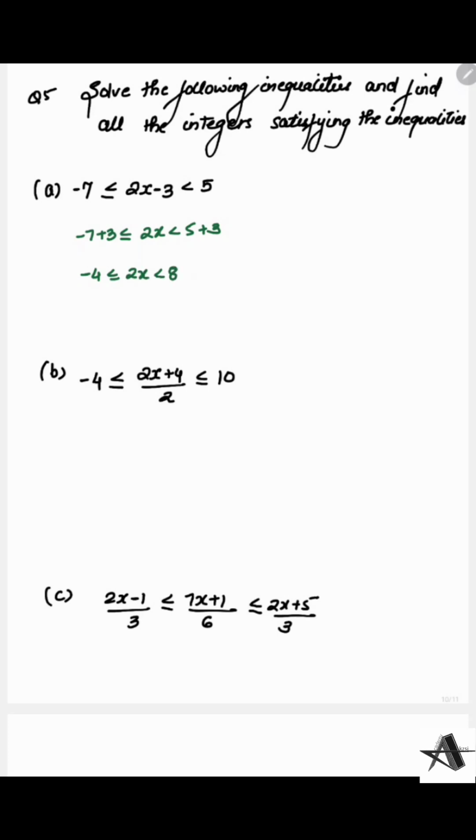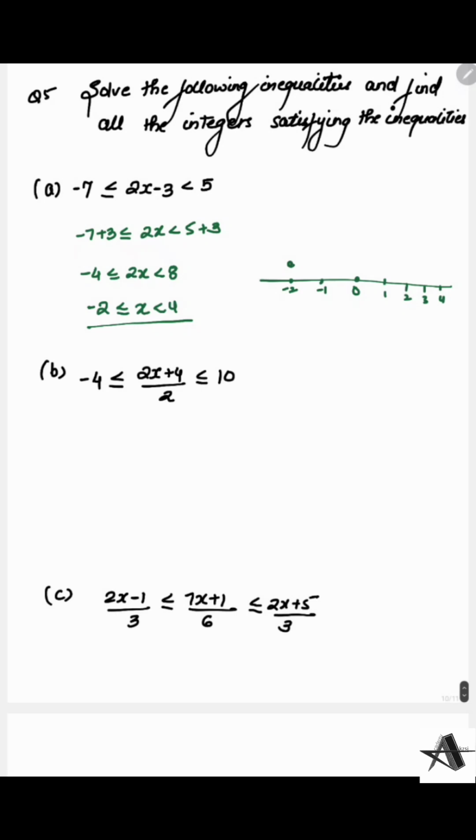In order to isolate x, I just divide all the sides by 2 now. So this will become minus 2 less than or equal to x less than 4. It means x is lying between negative 2 and 4. So if this is the number line, suppose, this is negative 2, this is negative 1, 0, 1, 2, 3, 4. Its value is lying between these.